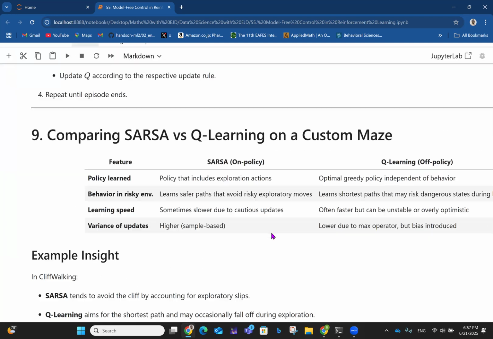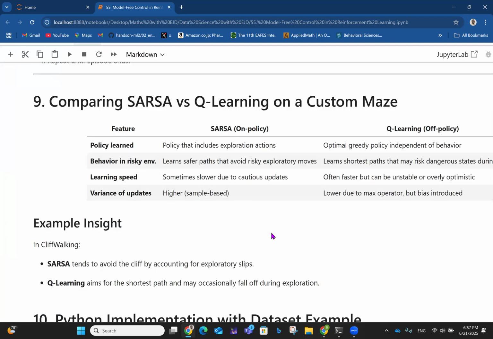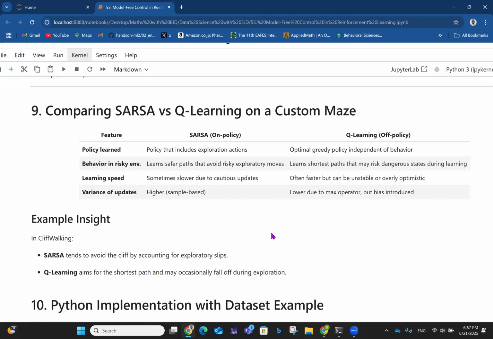So I'm comparing SARSA and Q learning on a custom maze now. For the policy learned, SARSA is on policy, and Q-learning is off policy. For SARSA, you have a policy that includes exploration actions. For Q-learning, you have the optimal greedy policy independent of behavior. Then you have behavior in risky environments. SARSA learns safer paths that avoid risky exploration moves, while Q-learning learns shortest paths that may risk dangerous states during learning. Then you have the learning speed. SARSA is sometimes slower due to cautious updates. Q-learning is often faster but can be unstable or overly optimistic.